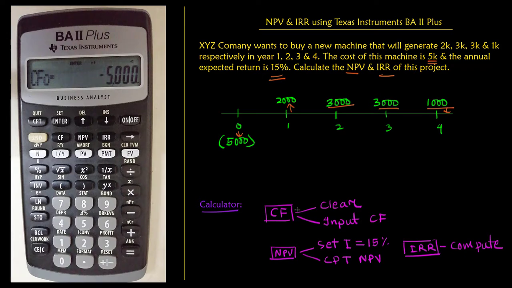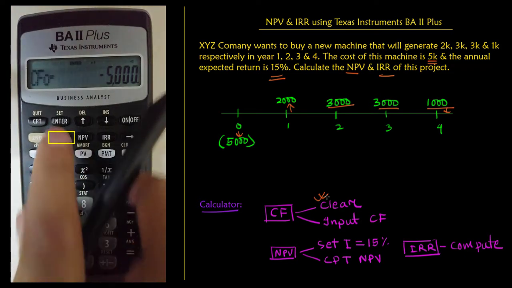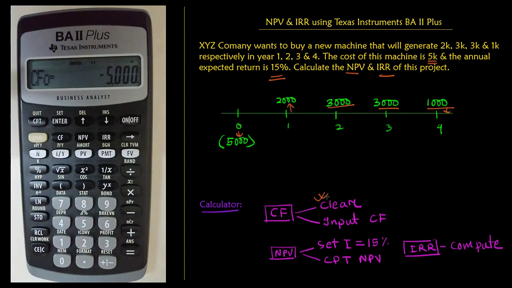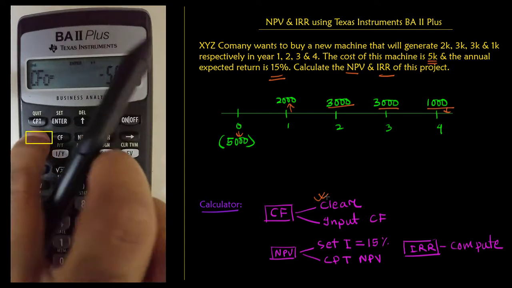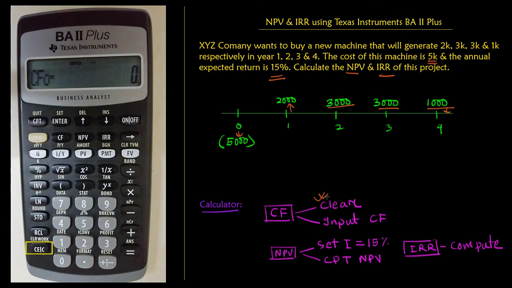Alright, but first we need to clear the memory of previous cash flows. To do this, first press this button, and when you are in the cash flow menu, press this second button, then press this clear work, and it will clear the previous memory. Then we need to give the inputs for our cash flow. Now if you press CF, you'll see that CF0 shows up. This pretty much means the initial cash outflow.